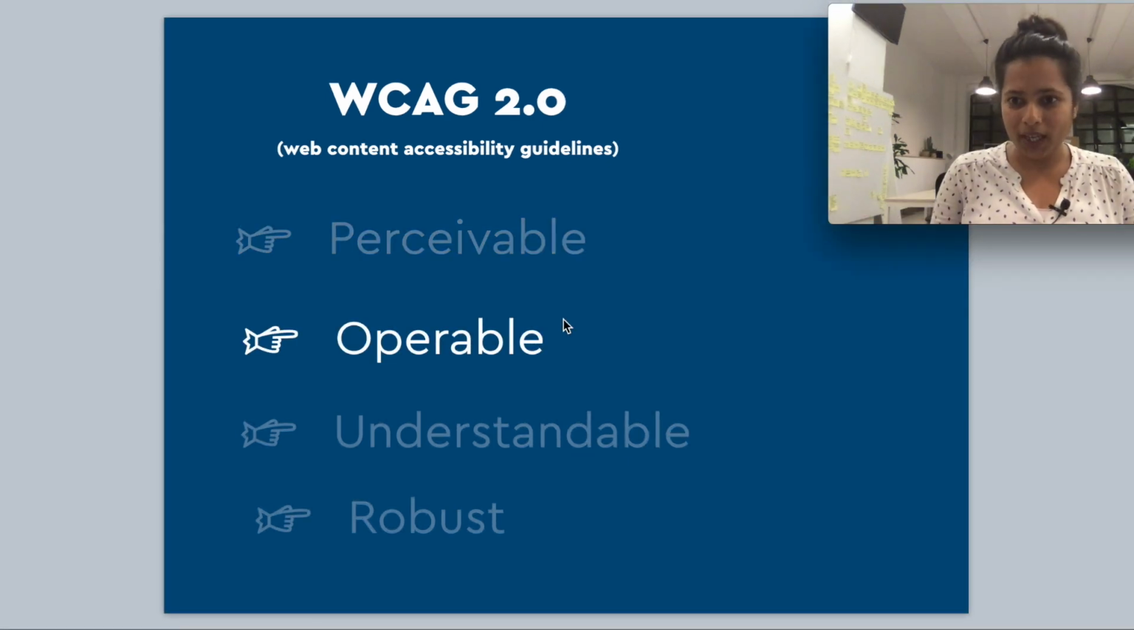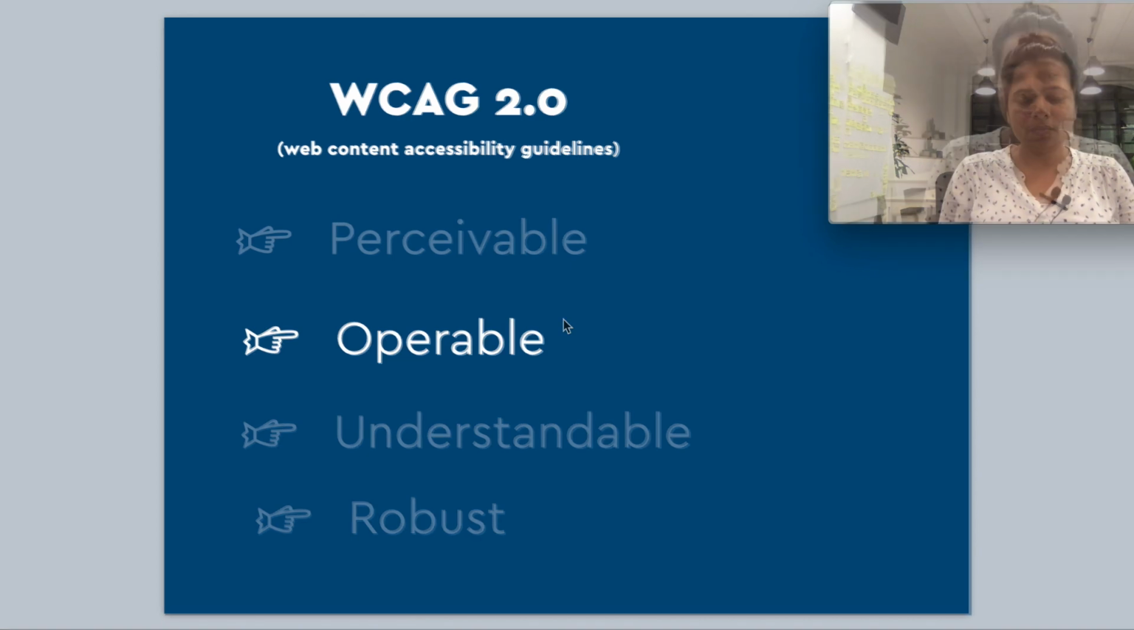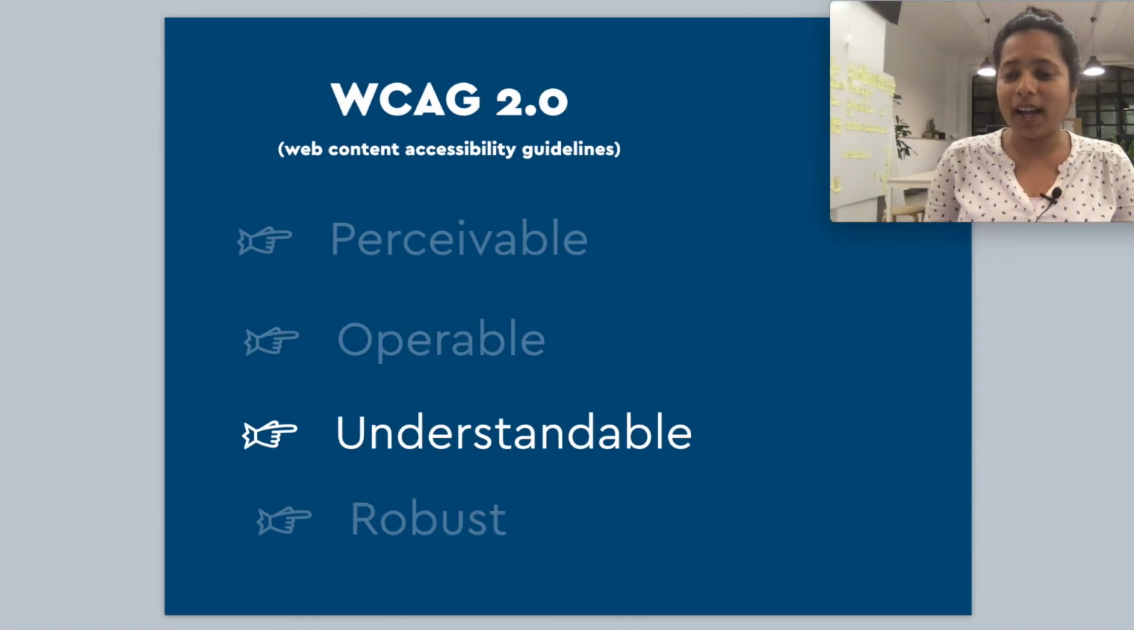And the second one is operable. Most of the users who have difficulty in using a mouse and other devices rely a lot on the keyboard. So make sure your UI elements are accessible via keyboard. Tab once through all your UI elements using the keyboard and make sure it is accessible and usable in a proper way. And the third point is understandable.